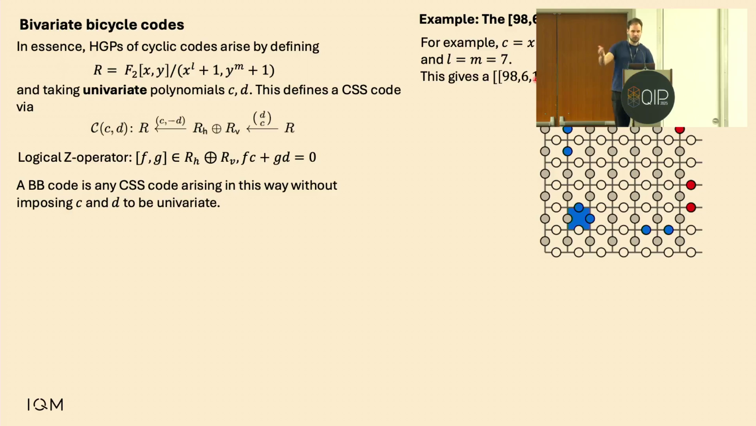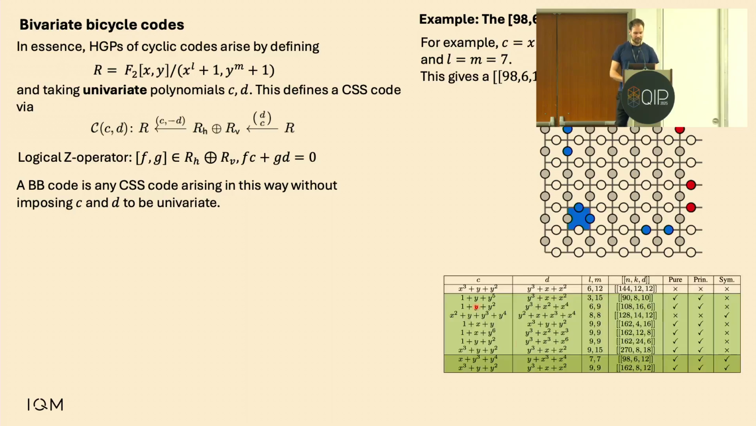But of course, when we drop the product structure, everything I told you on the last slides we cannot apply anymore, because everything was relying on that. And here's a table showing that these codes have better parameters than the hypergraph product. There's a couple of parameters for these codes.